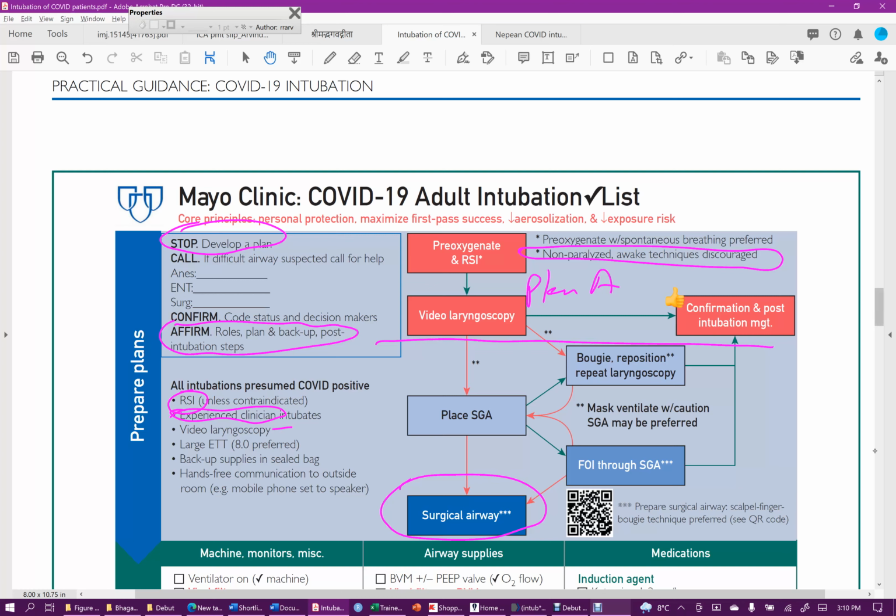Then a senior clinician should intubate, try and do video laryngoscopy, and other things will be a large ETT, etc. Now, you need to communicate with people. Half of the team will be outside the room, so you need to have good communication.